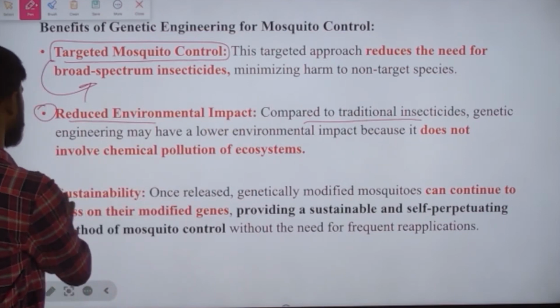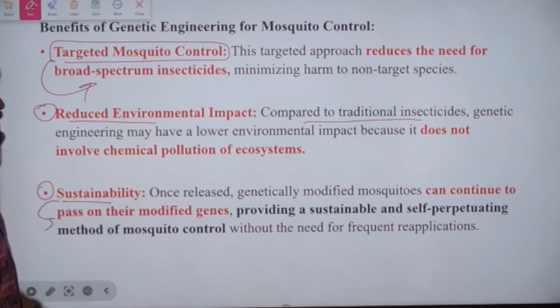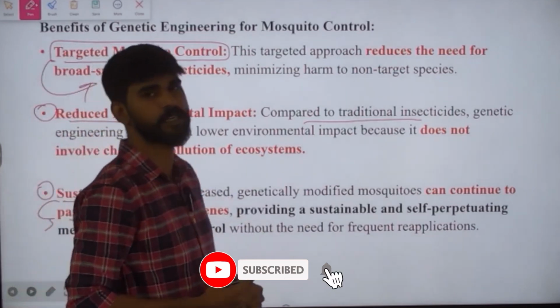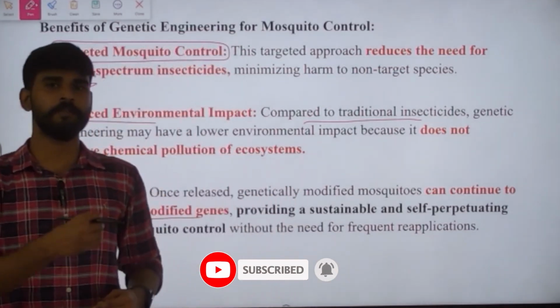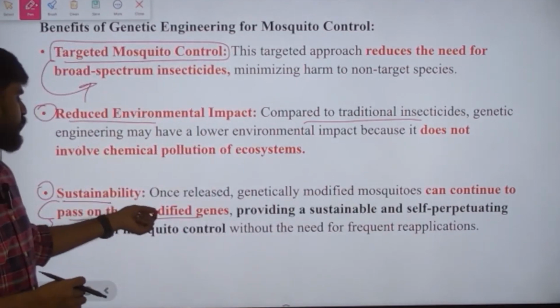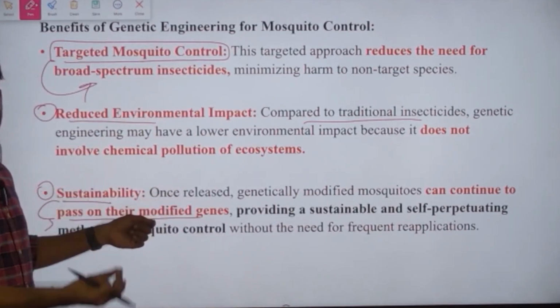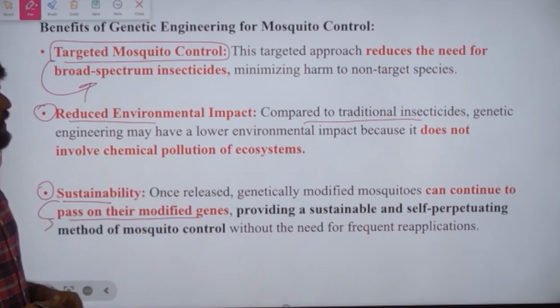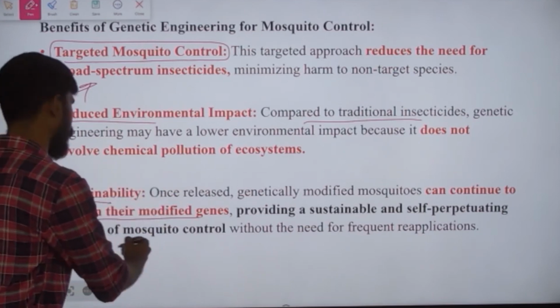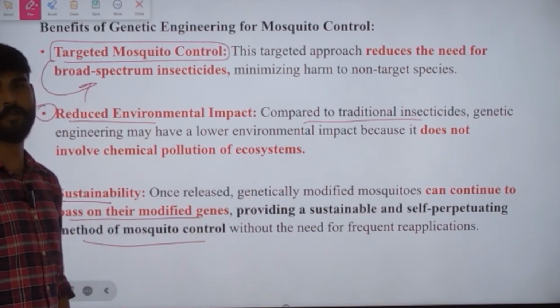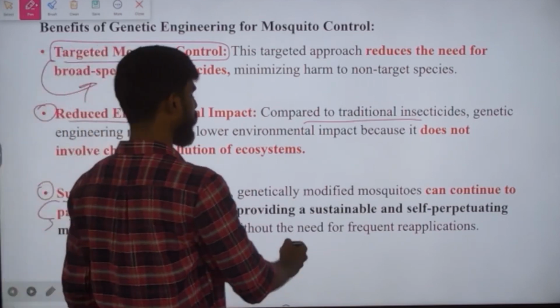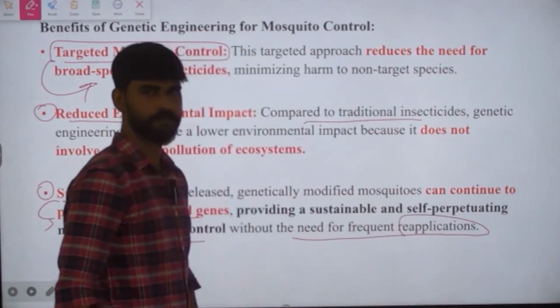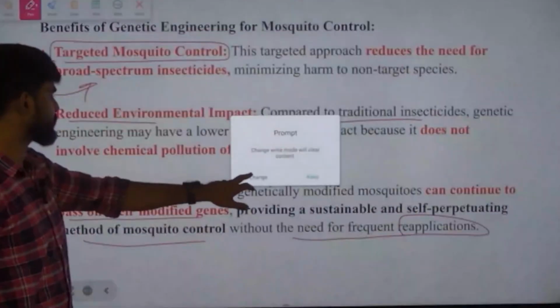Next, sustainability. How sustainability? Once genetically modified mosquitoes, the mosquitoes that we are talking about now, are released, they can continue to pass on their modified genes from one generation to another generation. Okay, so this is how the modification is transferred from one generation to another, providing a sustainable and self-perpetuating method of mosquito control without the need for frequent reapplication. This is important. So there won't be any need for frequent reapplication.